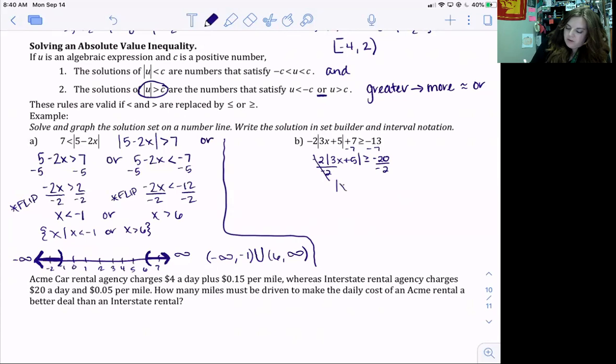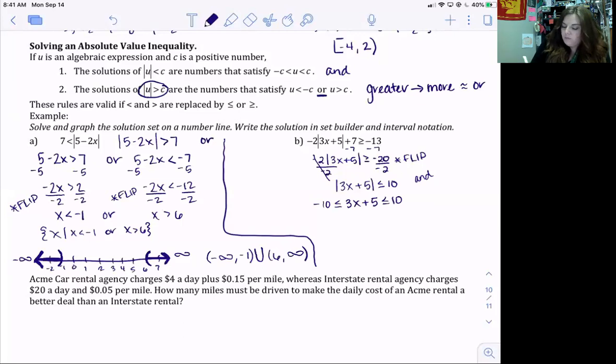So the absolute value of 3x plus 5, we divided by a negative, so we need to flip our inequality, is less than or equal to positive 10. And now since we have less than, this means we're going to have an and compound inequality. So this is going to look like the first two examples we did on this page. So when we break this apart, we're going to take the negative and put it in front, keep our same inequality sign, so less than or equal to, and then bring down the rest. 3x plus 5 is less than or equal to positive 10.